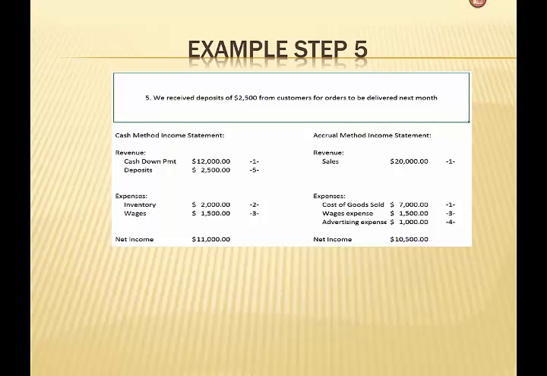So from a net income perspective, you can see that these two methods actually come up with different net incomes. On our cash method of accounting, we have a net income of $11,000. And from a net income perspective on the accrual method, we have a net income of $10,500. That's why we want to make sure that when we're talking about publicly traded companies that they all use the accrual method so that we know that they are arriving at their net income numbers in a similar way.